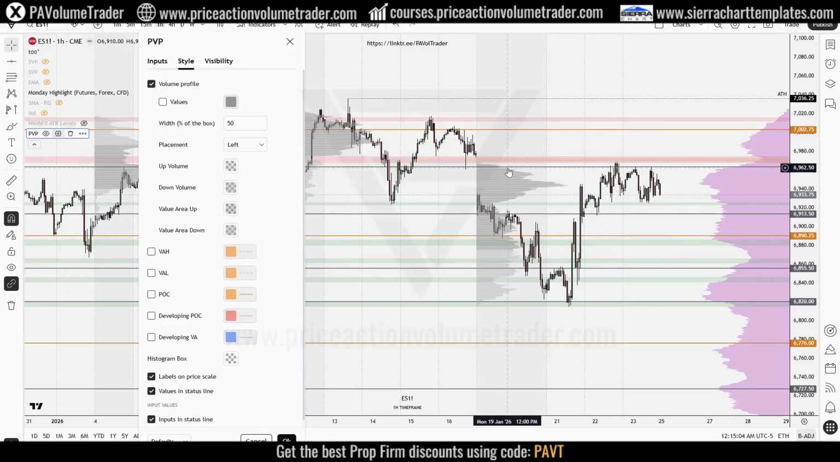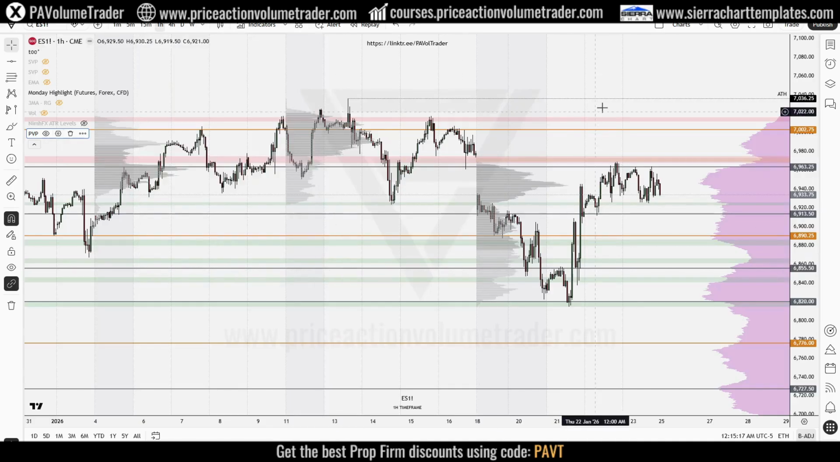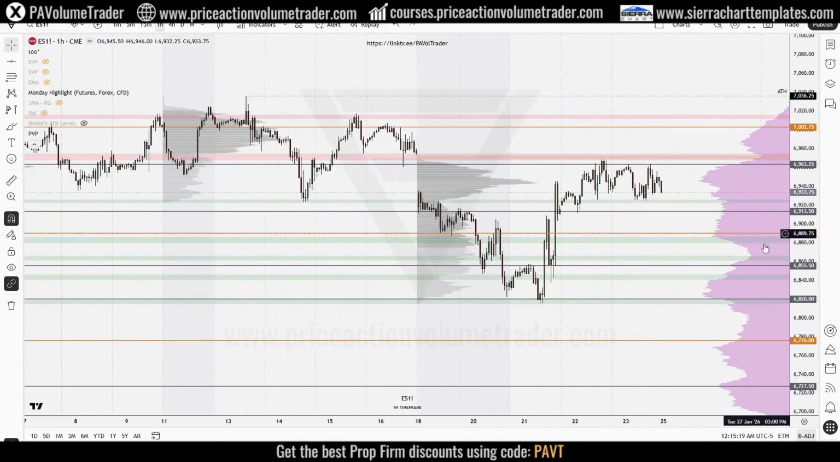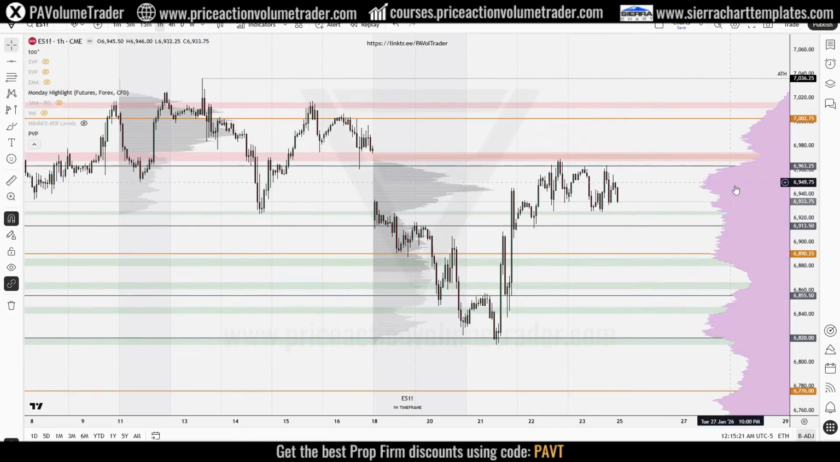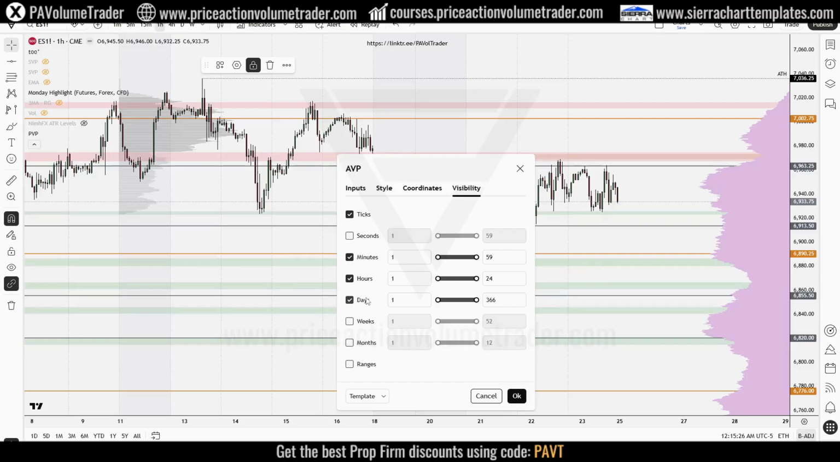I do use them in the lower time frames that we're going to see, but I don't use those in the higher time frames. And then visibility, I only have the weekly profiles marked in the hourly time frames. Then aside from that, we have this profile, which again is coming from the daily time frame, but I have it set to mark on the hourly and the minute as well.